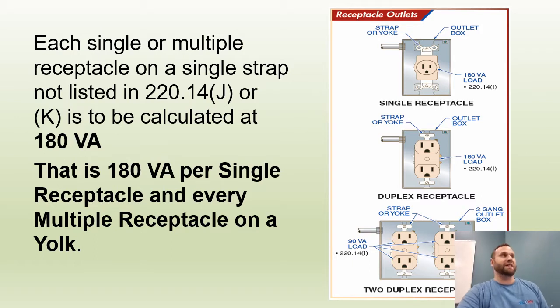So that tells me I can calculate roughly how many receptacles, duplex or single, I can place on a single branch circuit. Not only that, it also gives me the ability to calculate how many branch circuits I need, which also gives me the ability to calculate, especially in commercial buildings, a little bit more information on what the size of my service may be.